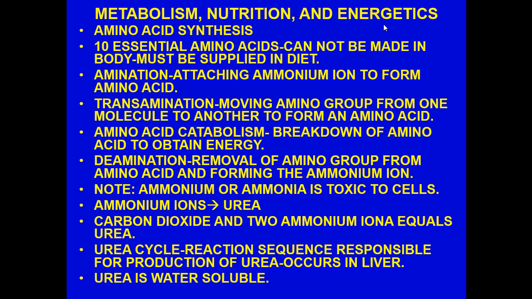One problem: ammonium ions, or ammonia, is toxic to cells. So what does the body do? Ammonium ions are joined together with carbon dioxide to form urea. Now, in human beings, mammals, we have a water-soluble nitrogen waste called urea.